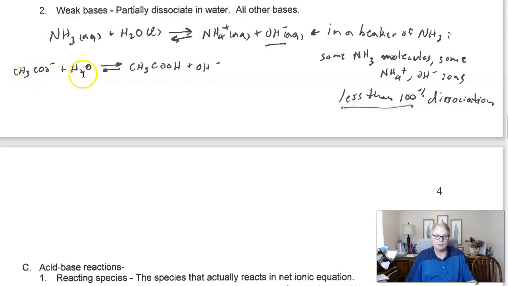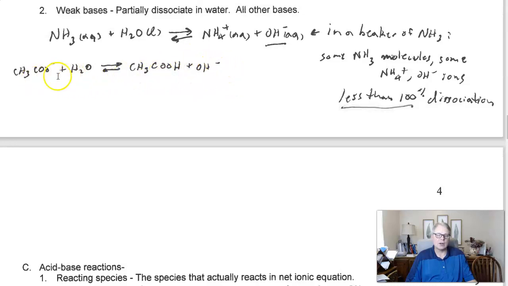Dissociation. Well, I'd add water. I'd pull an H plus off the water, and I would add it to my CH3COO minus. So I end up with CH3COOH. It went from -1 to neutral, so there's acetic acid right there that you get. And I pulled an H plus off the H2O, and off the water, I end up with OH minus.